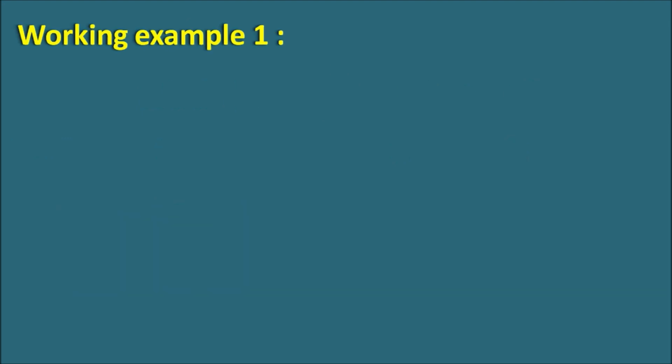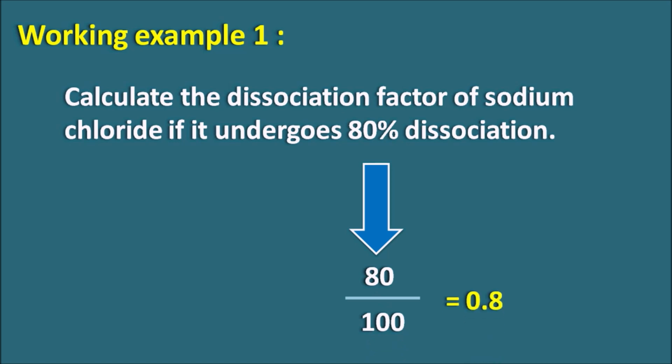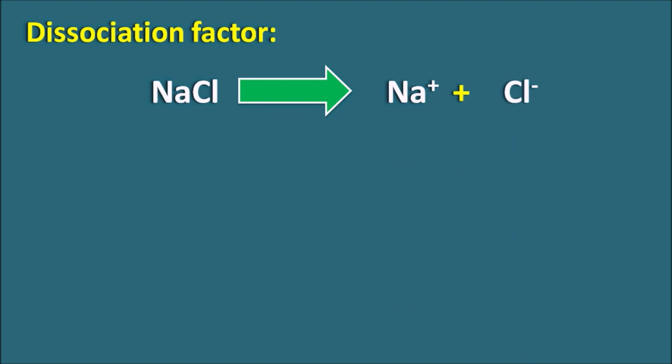Let us take working example 1. Calculate the dissociation factor of sodium chloride if it undergoes 80% dissociation. So here 80% dissociation is given. That means what is the alpha value? It is 80 by 100, which is nothing but 0.8. So this 0.8 is the degree of dissociation, or alpha value. Now let us calculate the dissociation factor for the given example. Sodium chloride is dissolved in water so that it is converted to Na+ as well as Cl- ions.